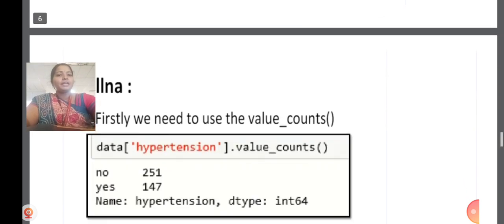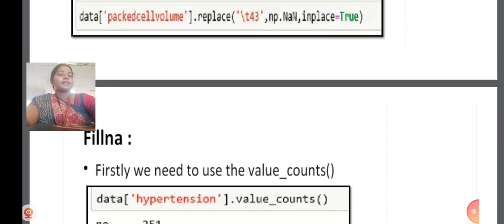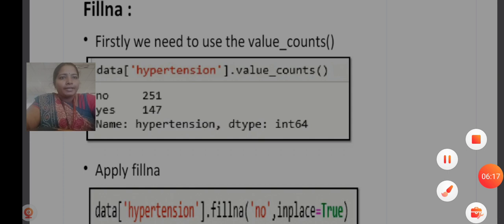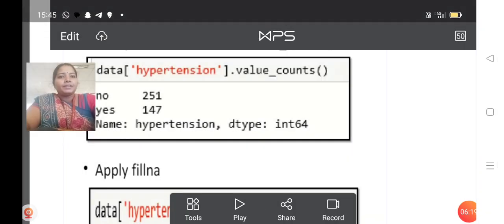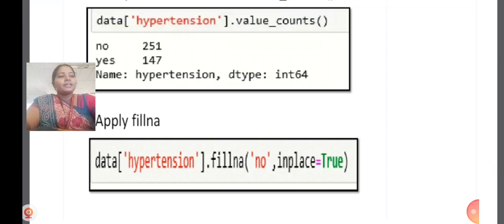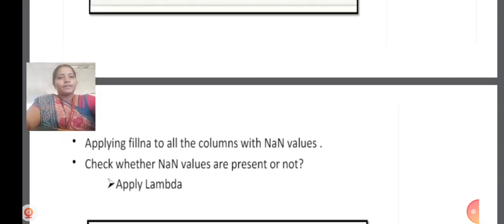Then fillna. We have already discussed the fillna method. Fillna and SimpleImputer are used to cleanse the data, that is, to filter out the unwanted data. Firstly, we need to use value counts. What is the value counts here? data.hypertension.value_counts. Here we apply fillna: data.hypertension.fillna('no', inplace=True). If there is a true value, it will give us true. If there is no hypertension present, it will return no.